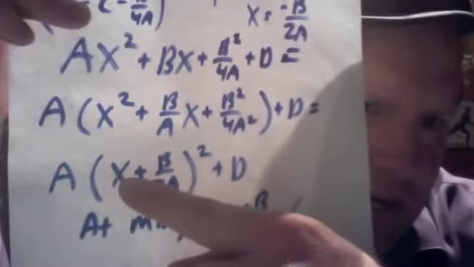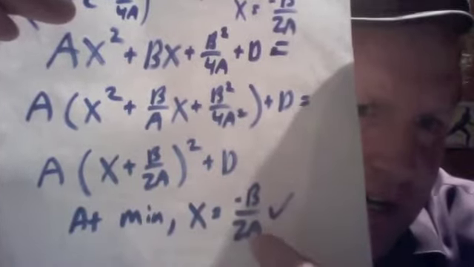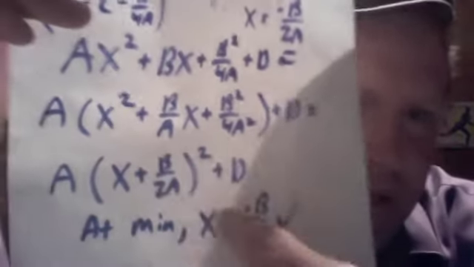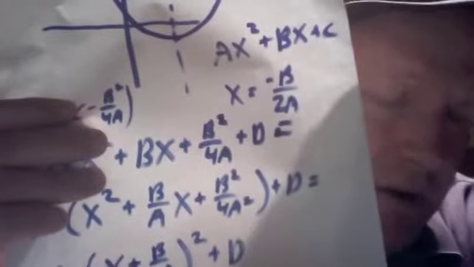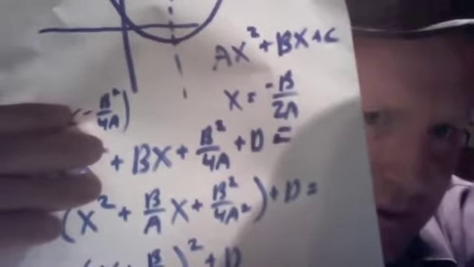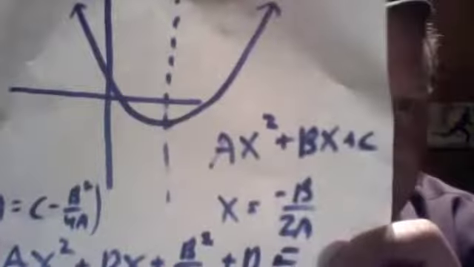Okay, well, if this is 0, then at minimum, x is equal to negative b over 2a, right? That would define the minimum. So we have now solved for the case of the minimum. In the case of the maximum, obviously, we would have a negative value for a, but this would still have to be 0. So now you have a proof of why the line of symmetry for a quadratic function is at x is equal to negative b over 2a.